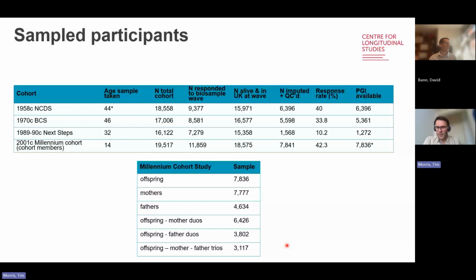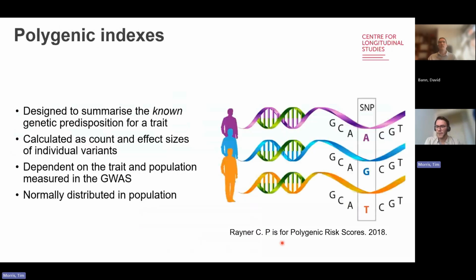Okay, a brief bit on polygenic indexes. We have on the right here a hypothetical rung of DNA for three different people. You can see that most of the points of our DNA, the human genome, are the same between all people. At very few points, we have some differences. So here we see, for instance, a purple person has an A allele, a blue person has a G allele, and an orange person has a T allele.